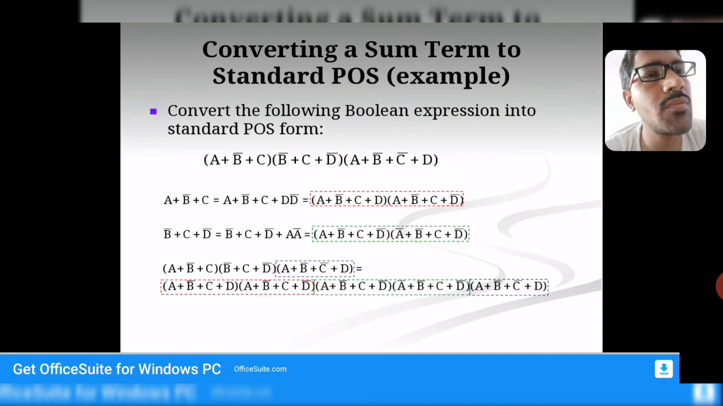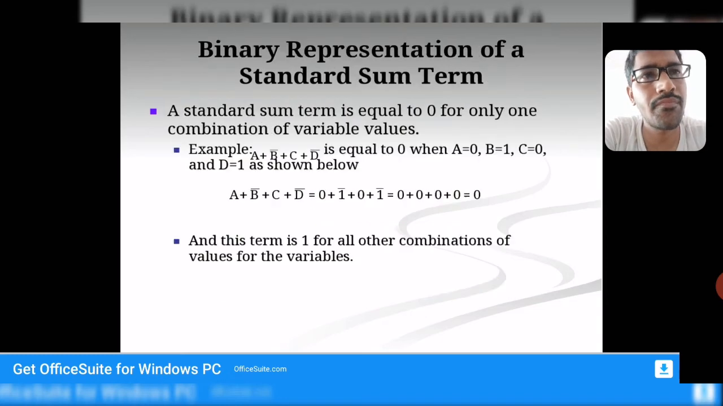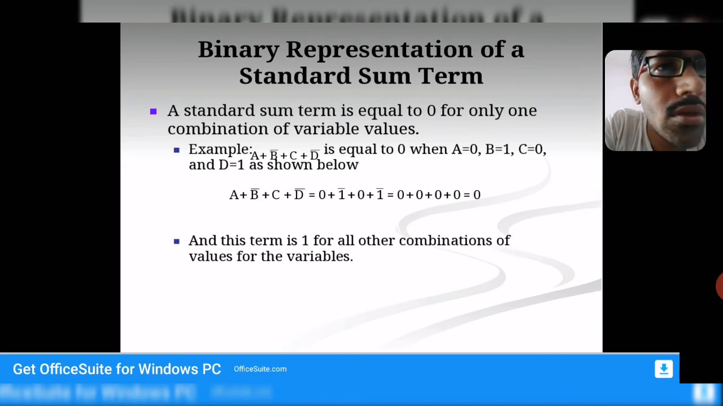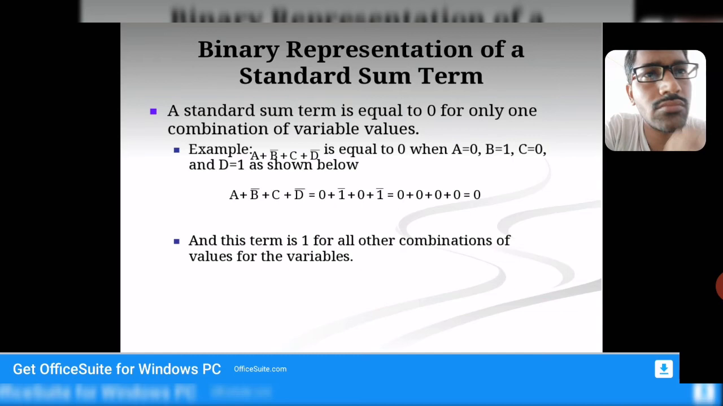Here the missing variable is a, so we will add a·a', and we will get the expressions. And by combining all these expressions, we will get the standardized product of sum form. Here each of the sum terms will become 0. The output of the process, after processing, the sum term will give you 0.